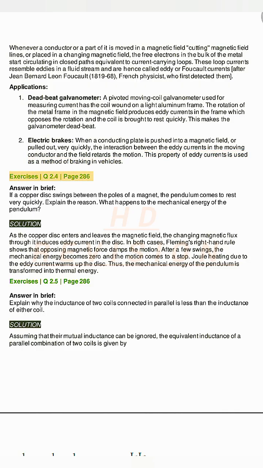Exercises Q2.4, page 286. Answer in brief. If a copper disc swings between the poles of a magnet, the pendulum comes to rest very quickly.